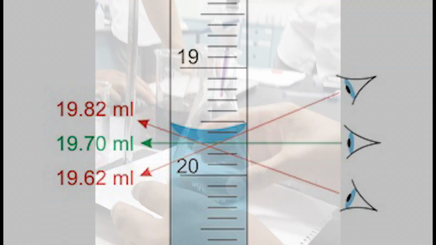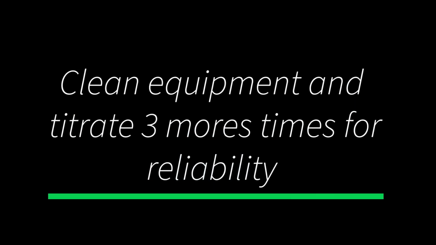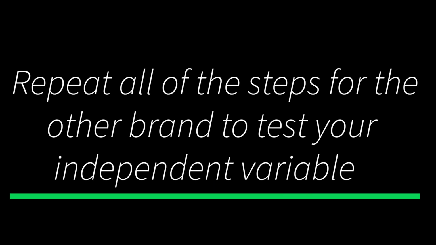Release the titrant bit by bit and shake the flask in between to make sure it reacts completely. Once you reach the endpoint, record the final volume, refill the burette, clean out the flask, and titrate the solution 3 more times. Once you have done this with the current iron tablet, repeat the steps for making an iron solution with the other brand of tablet and titrate 4 times, getting your results.